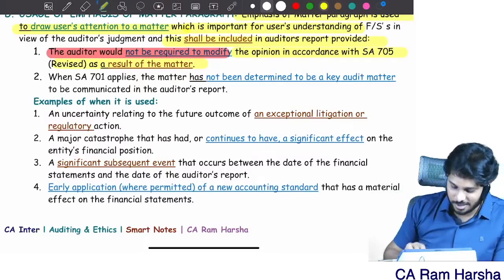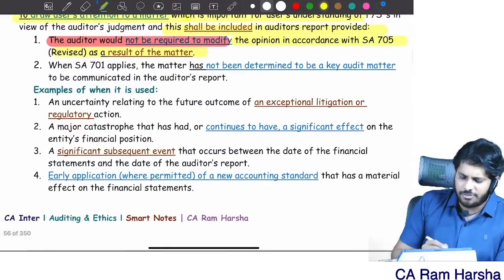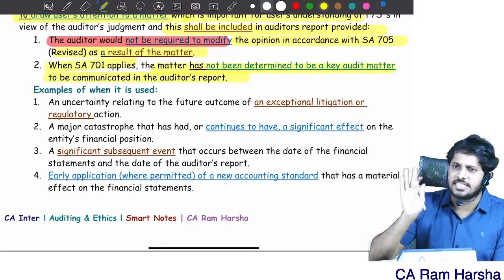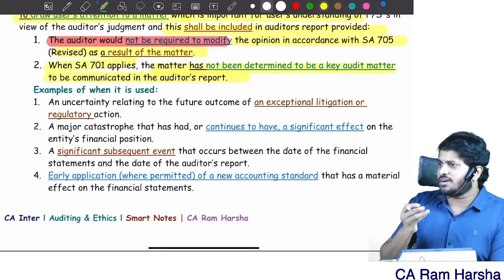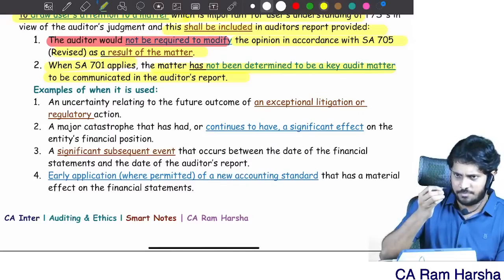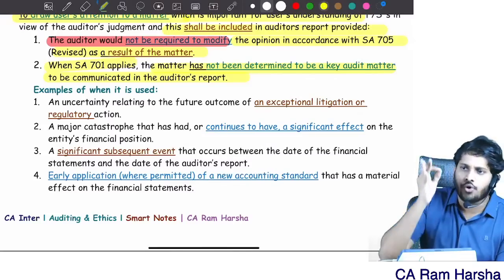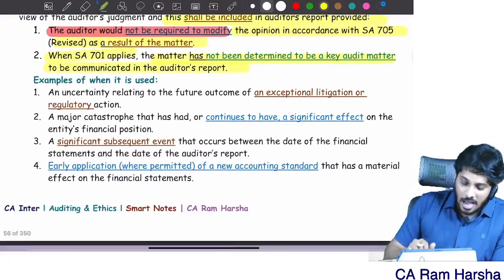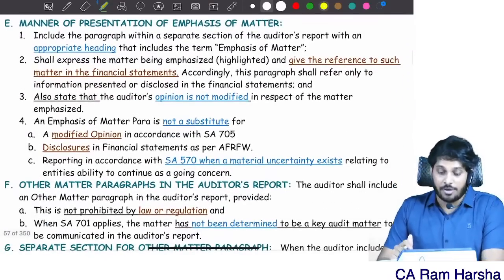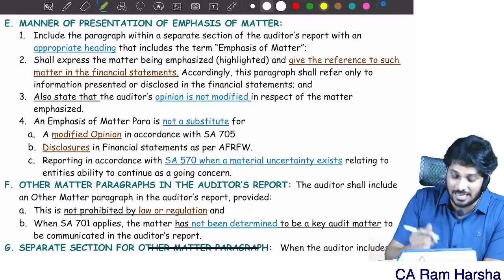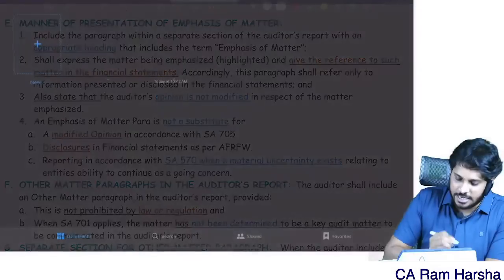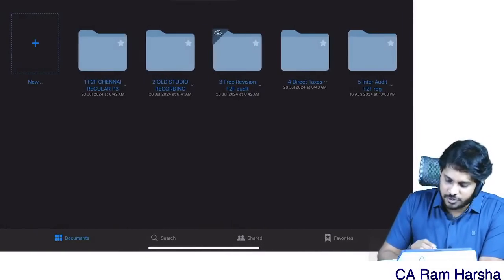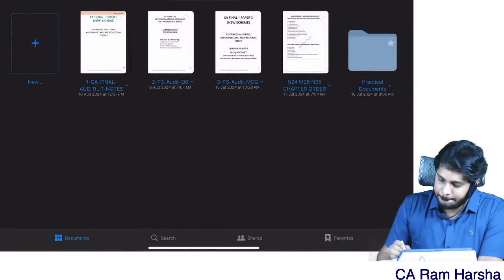Correct? Yes, sir. Further, if a matter is determined as a key audit matter, don't discuss it under emphasis of matter. If you are communicating some point as a key audit matter, don't discuss the same under the emphasis of matter paragraph. Clear? What is the manner of presentation? How will the emphasis of matter paragraph be presented? I'll show you the Air India audit report for your understanding, to see how the emphasis of matter paragraph is presented.